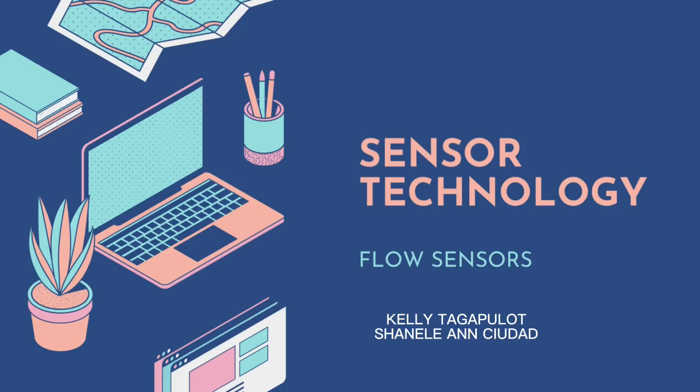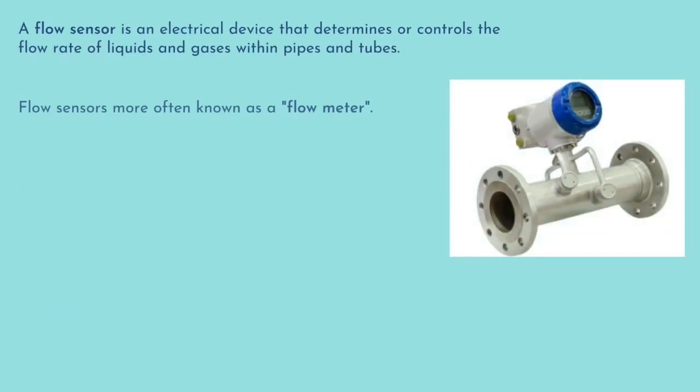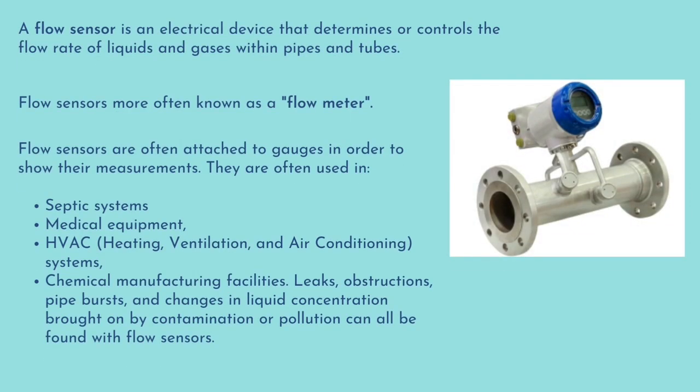As you can see on the screen, our topic for today is about flow sensors, also called flow meters. A flow sensor is an electrical device that determines or controls the flow rate of liquids and gases within pipes and tubes. Flow sensors, more often known as flow meters, can be connected to computers and digital interfaces, although they are often attached to gauges in order to show their measurements.